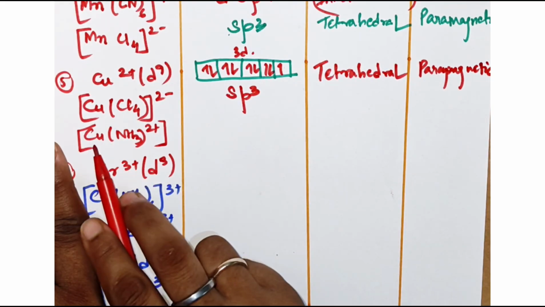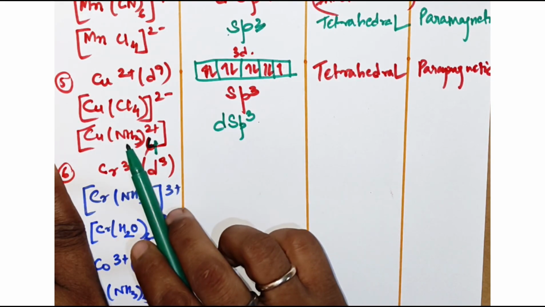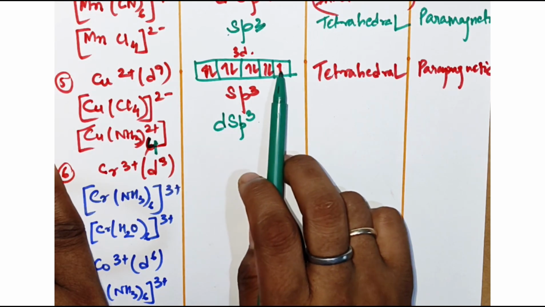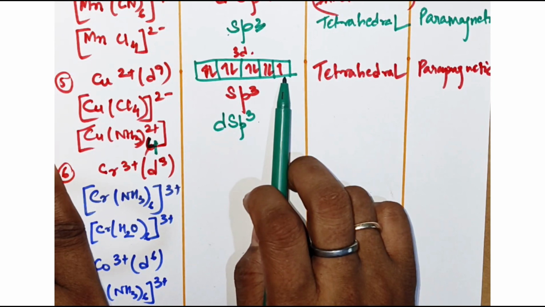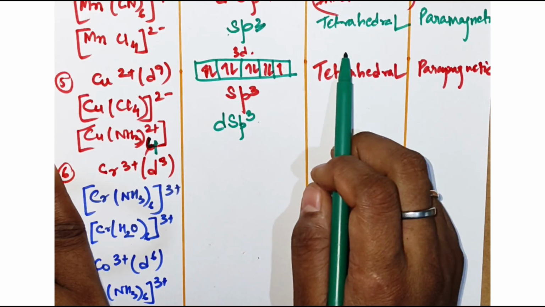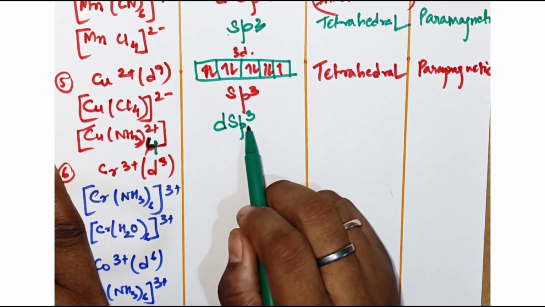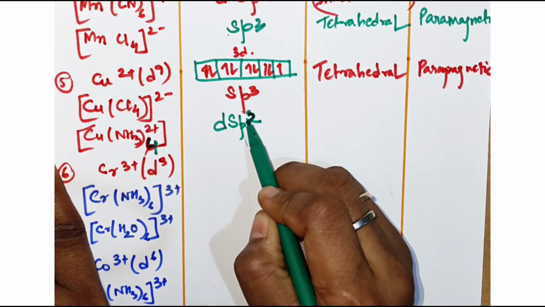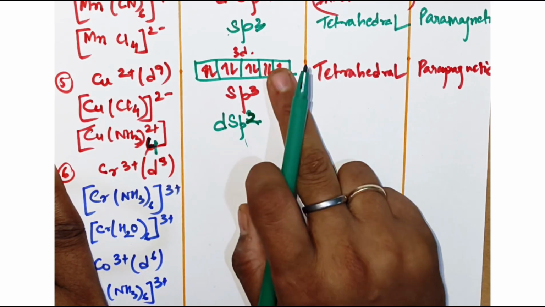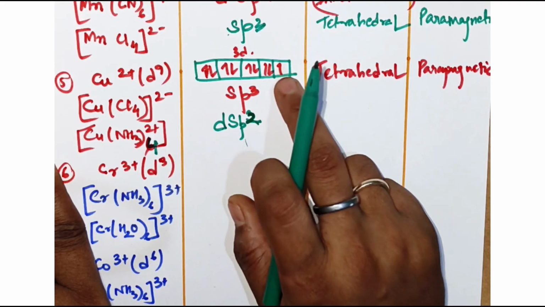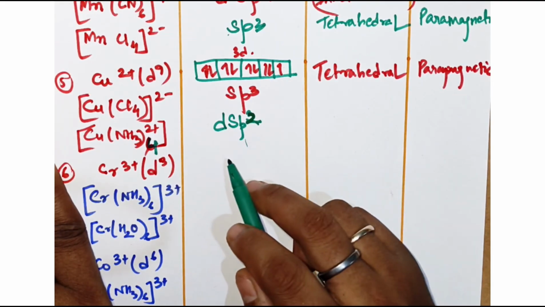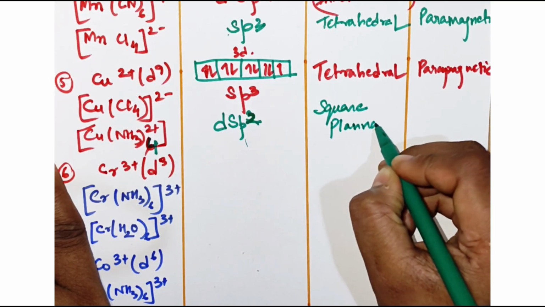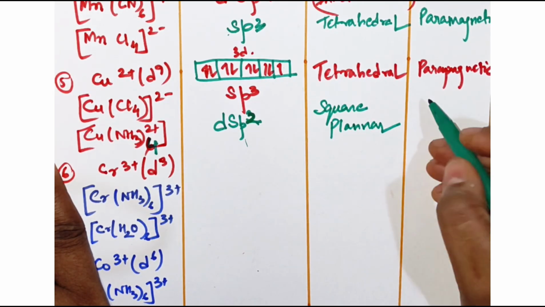Now see, ammonia in this case is a strong field ligand. So what will it do? It will tell all the electrons to be paired, but it is almost paired. Only one unpaired electron is left. So it will shift this one unpaired electron to the other 4d orbital, and it will form dsp2. It will shift this electron to the p orbital, and it will take one inner d orbital. So it is dsp2, and it is square planar. It has one unpaired electron, so it is paramagnetic.